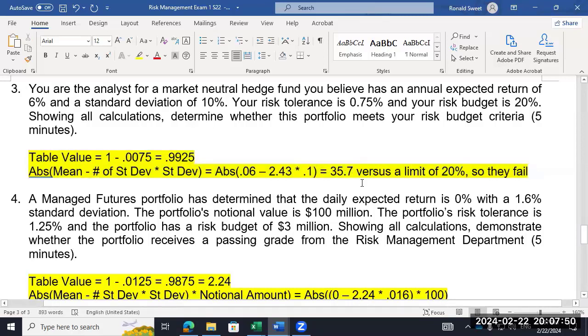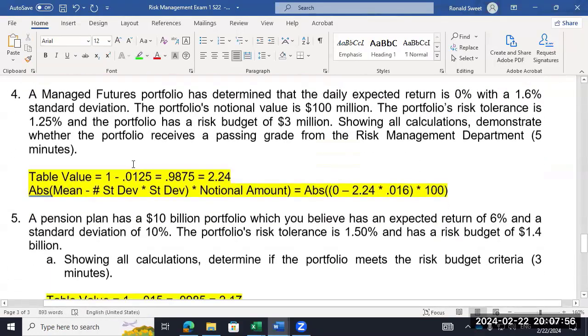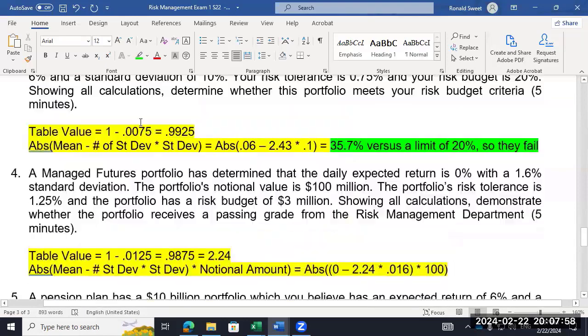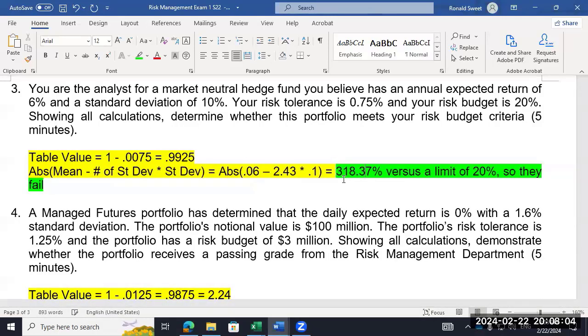So that is percent, that's not dollars. All right, so what did y'all get? 18.3.